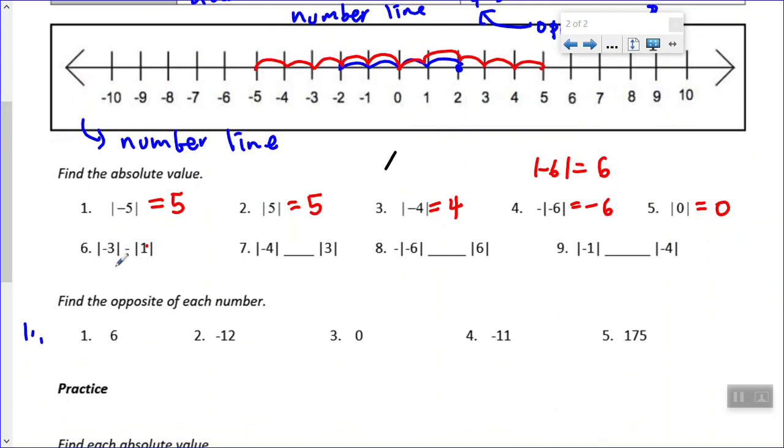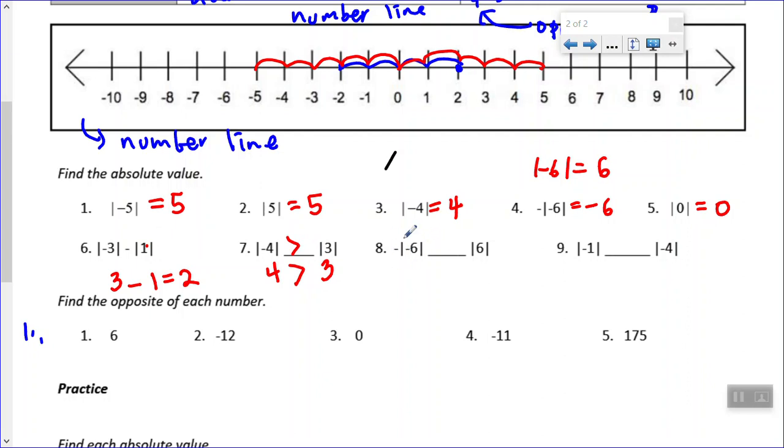Absolute value of negative 3 is 3. Absolute value of 1 is 1. So 3 minus 1 is 2. Absolute value of negative 4 is 4. Absolute value of 3 is 3. Which number is bigger? 4 is bigger. So answer has to be less than.